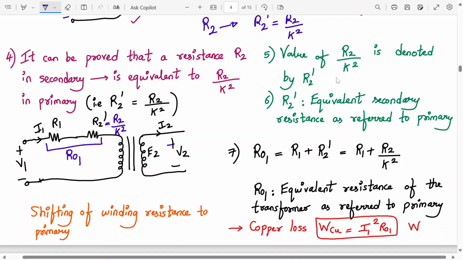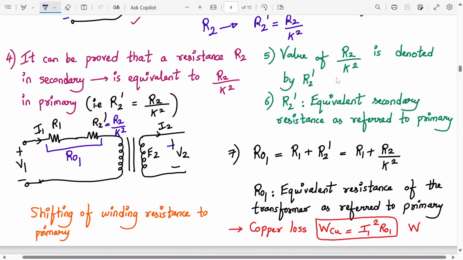So, we have studied the copper loss. What is the copper loss? This current into the resistance. So it will be I1 square into RO1. That will be my new copper loss. So why are we doing this transfer of resistance from secondary to the primary? This is for ease of calculations.